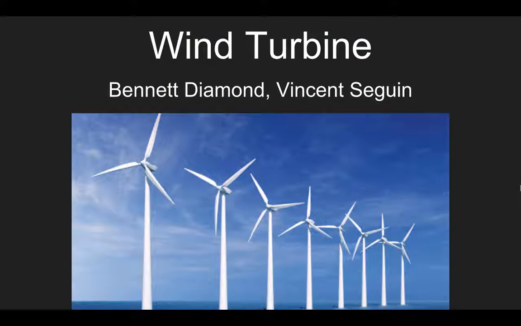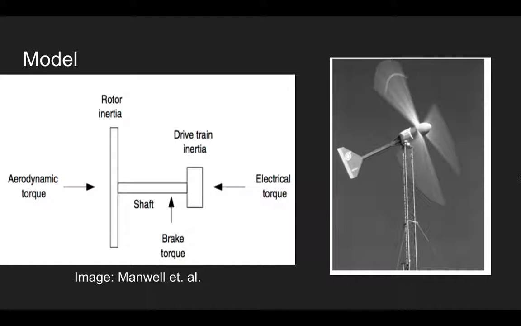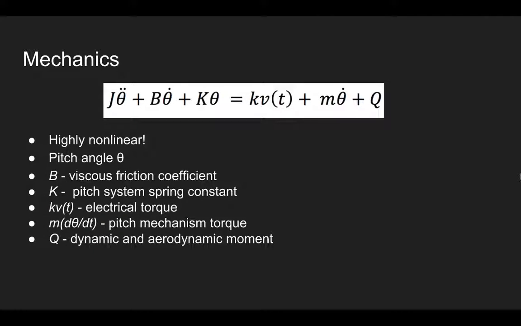Our AIR 320 project is on the wind turbine. The simple wind turbine model consists of a rotor, a shaft, and a drivetrain. An aerodynamic torque is put onto the rotor, and there is also an electrical torque input. The mechanics of a wind turbine is highly nonlinear, but it's linearized early in the design process.